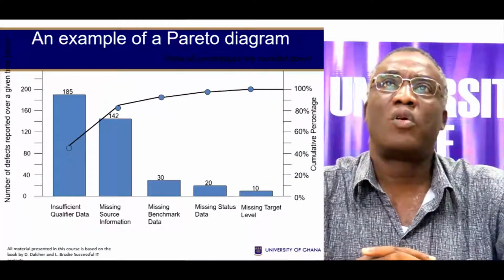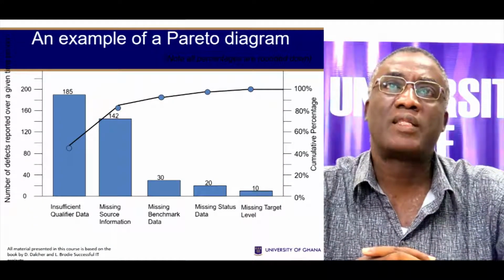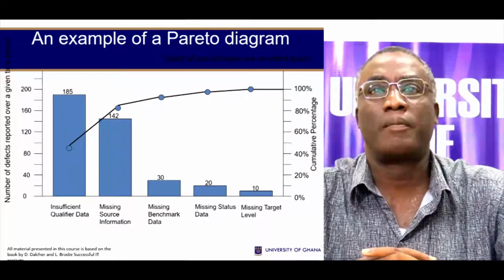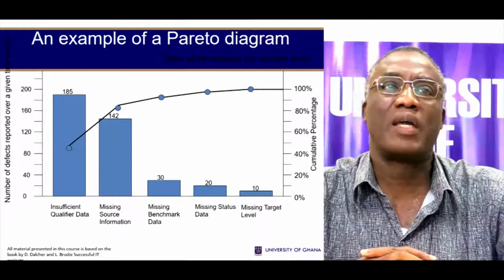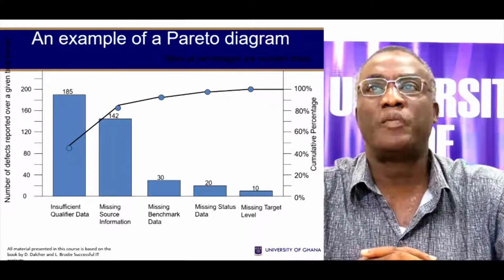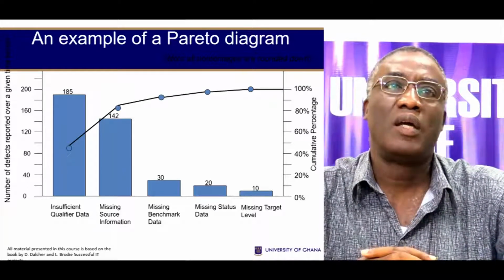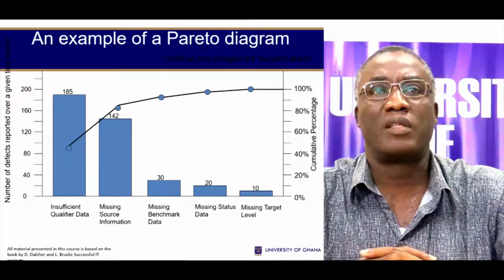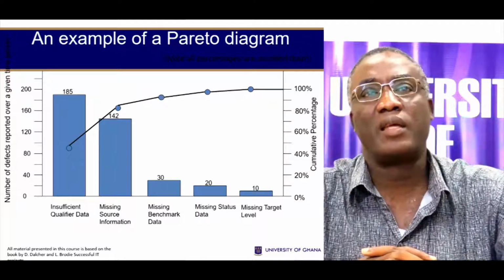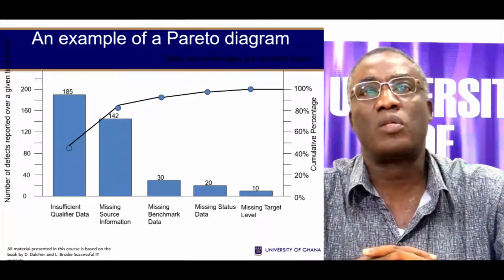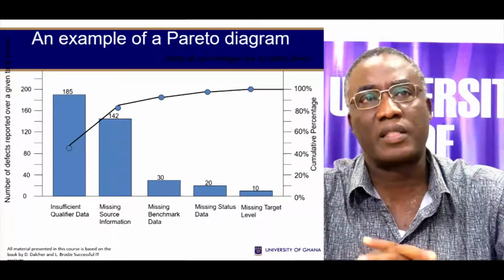This is a diagram of an example of a Pareto diagram, where it shows the number of defects over a given time, and then the cumulative percentage error, and then the things that account for it. So, for example, insufficient qualified data, missing source code, missing benchmark data, etc.